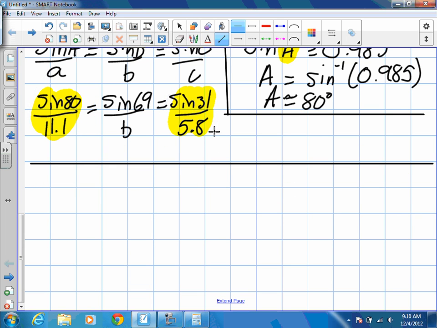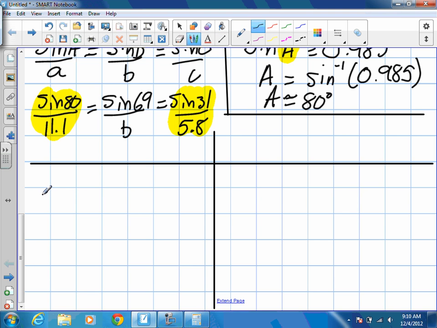So the one on the left will set equal to side A, which was sine 80 divided by 11. Whoopsie, I said I was going to invert it and I didn't. Let's invert it, okay? We're going to invert this. So now I'm going to put 11.1 on top divided by sine 80, which is equal to side B on top, which is equal to sine 69. That's one set of ratios, so we'll say that was the one we've done in red here.